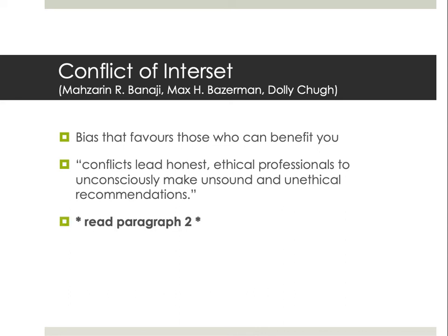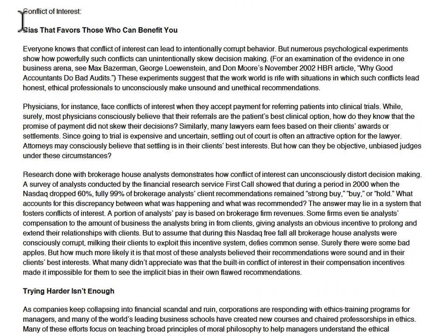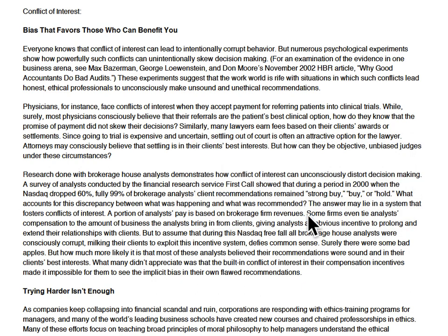So we're going to read an excerpt from this reading, just to illustrate the potential of this problem. We're going to start at paragraph 2 for conflict of interest. It says here, physicians, for instance, face conflicts of interest when they accept payment for referring patients into clinical trials. While surely most physicians consciously believe that their referrals are the patient's best clinical option, how do they know that the promise of payment did not skew their decisions?